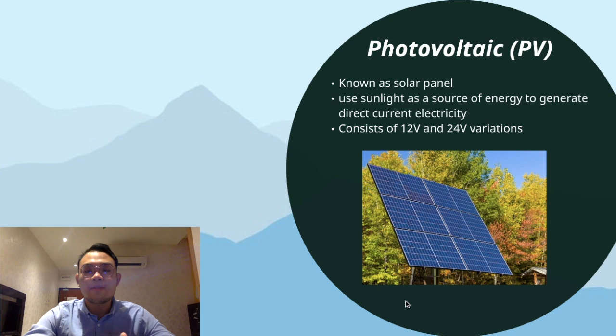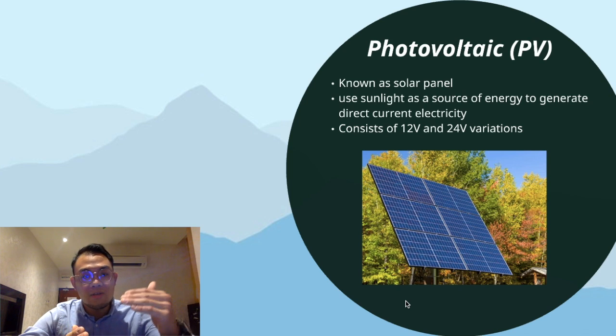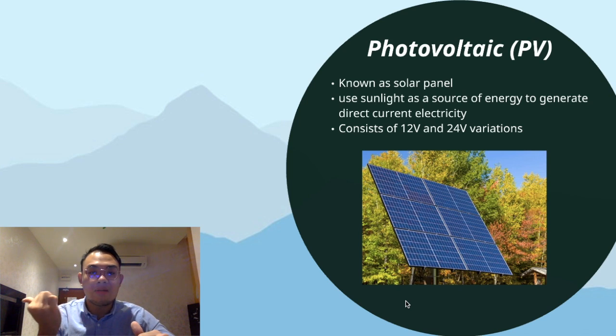First of all, I will explain the photovoltaic, which is PV. This is the scientific name, but most of us know the PV as a solar panel. What it does is that it uses sunlight as a source of energy to generate direct current electricity. So basically, it just converts the light energy into electric energy in DC.